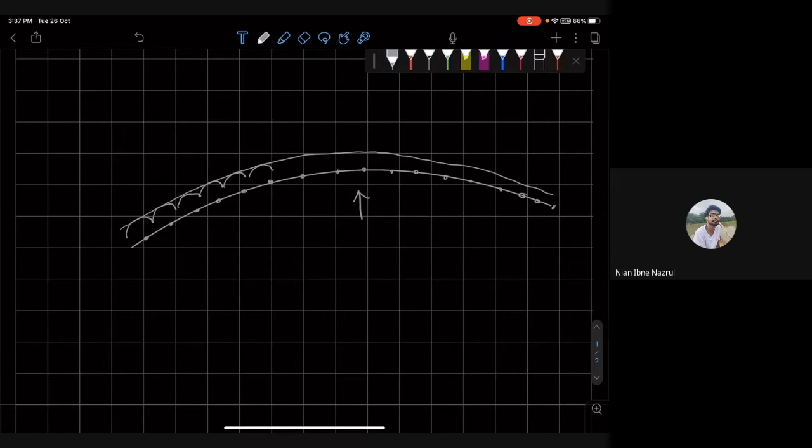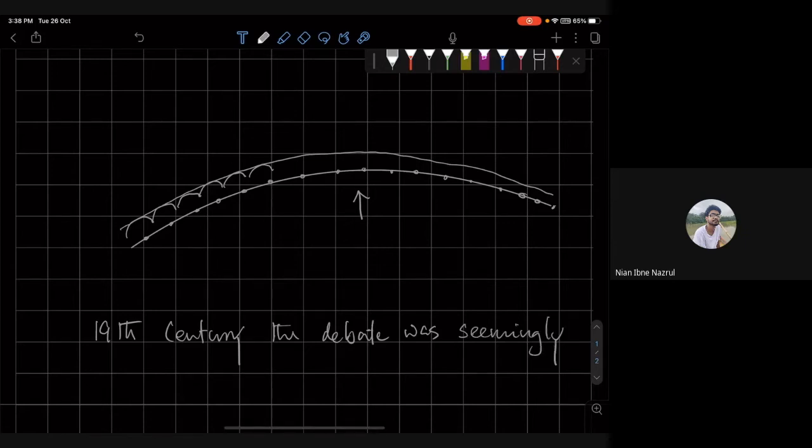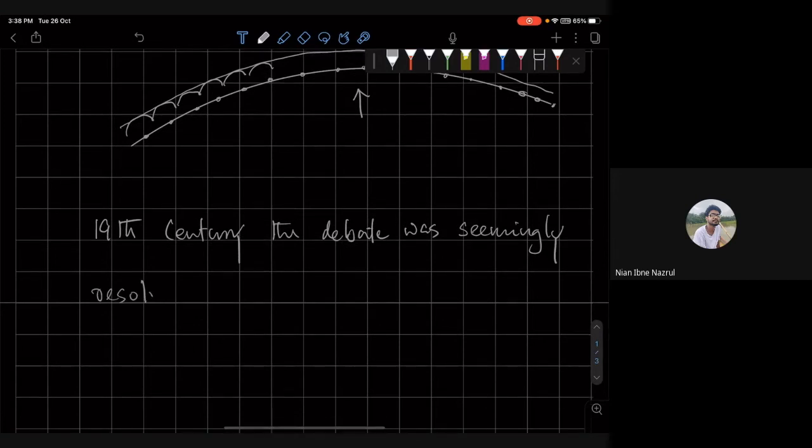So anyway, this was a debate for a long time, and the debate raged on, and it was not resolved in Newton's time or any time nearly afterwards. So it was at last in the 19th century, the debate was seemingly resolved in favor of the wave theory, okay?